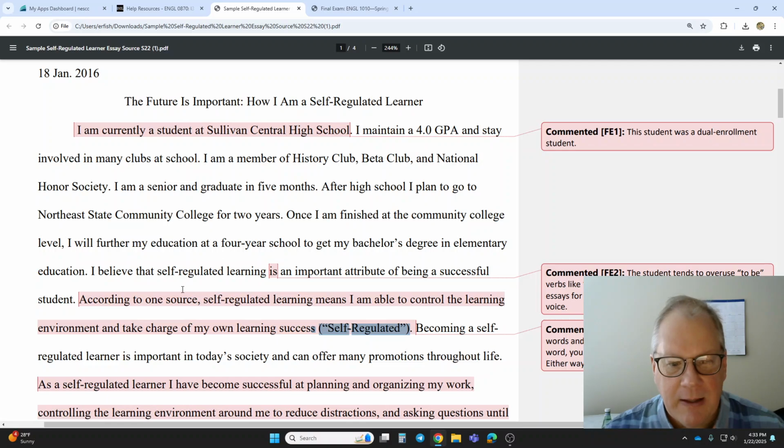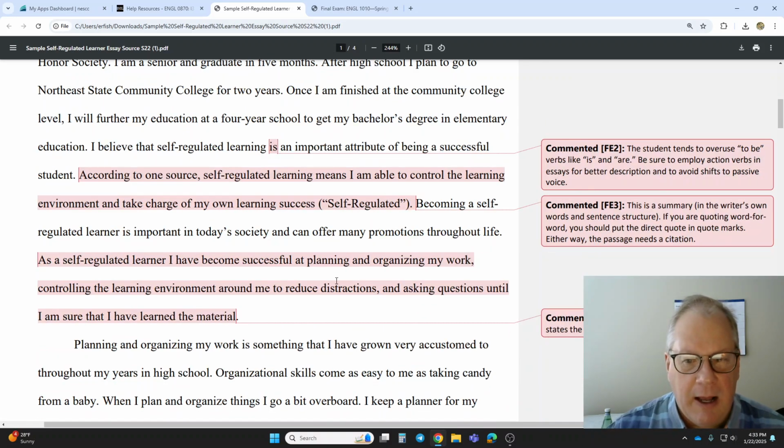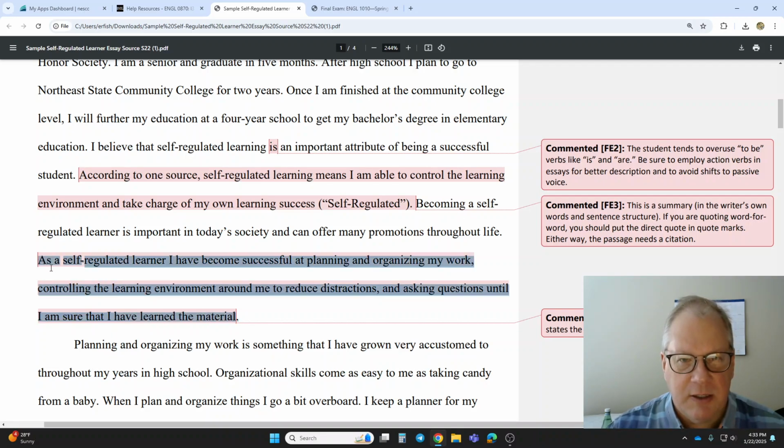But you need to work those definitions in there. And then she's going to shift into her thesis. Again, in one sentence, tell us what your essay is about. As a self-regulated learner, I've become successful at planning and organizing my work, controlling the learning environment around me to reduce distractions, and asking questions until I'm sure that I've learned the material.